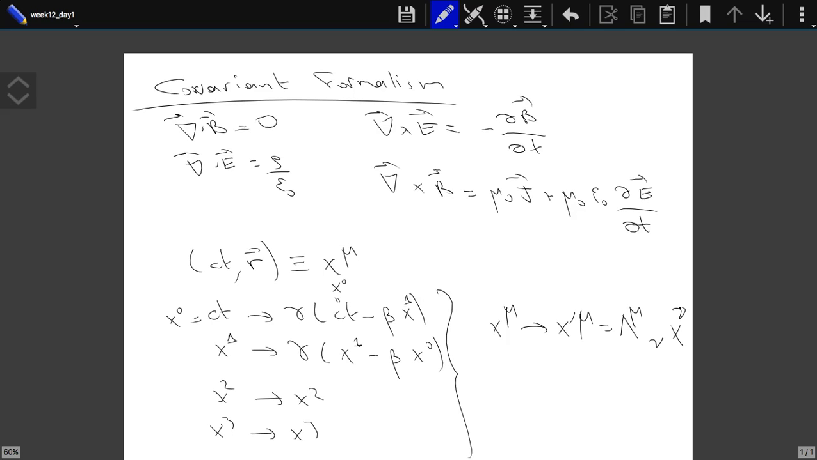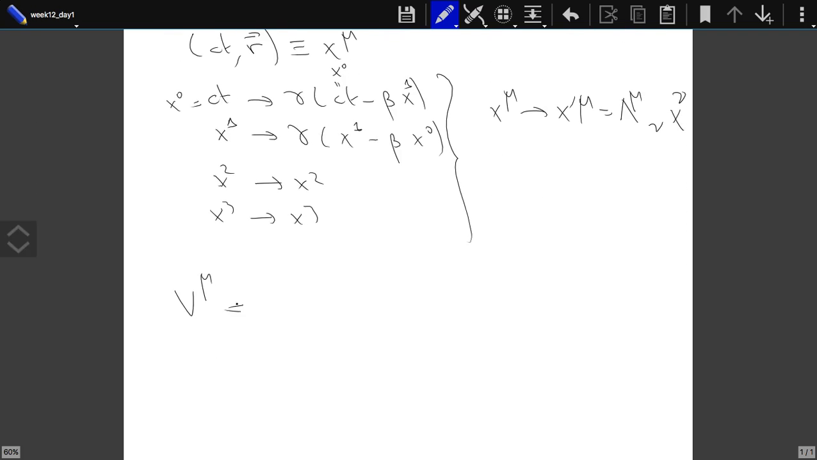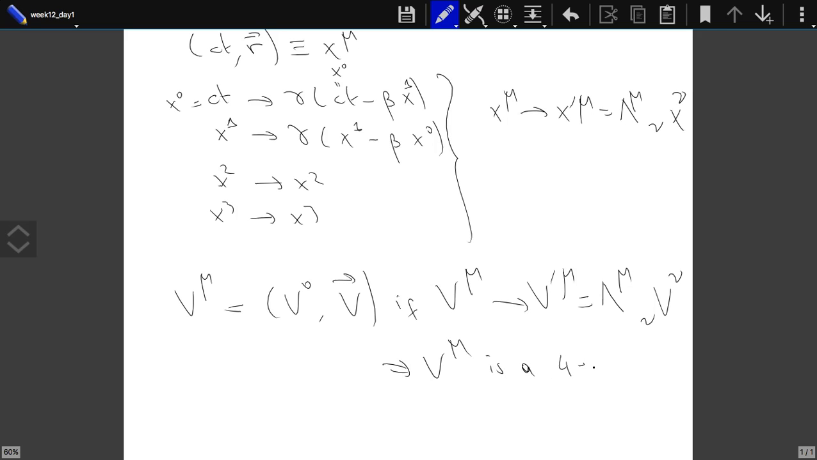In fact, we then said that if we have any four quantities, let's say V mu, and if they transform such that in the new reference frame V prime mu equals lambda mu nu V nu, then V mu is a four vector. Just like in ordinary three-dimensional vectors, we call any three numbers a vector if, when you go from one coordinate system to the other, they change just like the position vector. Here, the position vector gets transformed by this matrix lambda. So if you have any four numbers that transform exactly in the same way, then we call that a four vector.